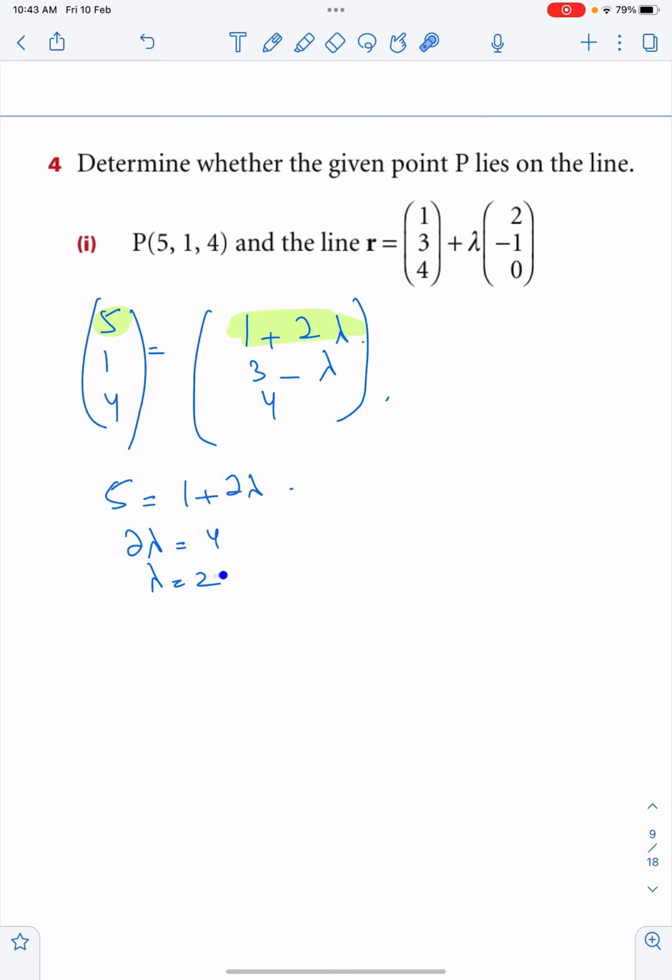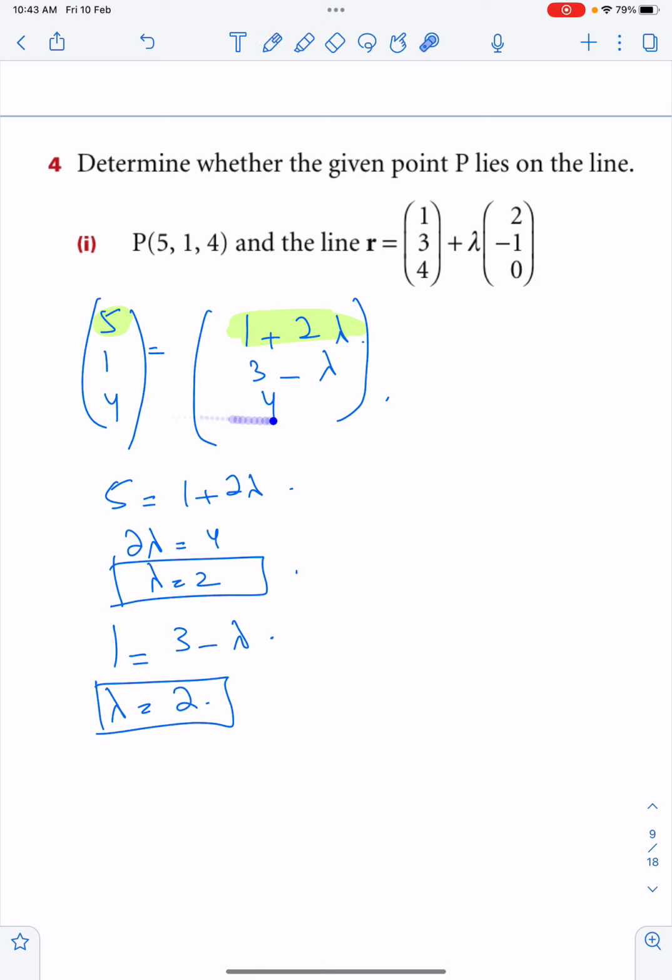You should get the same value of lambda if you equate the y component. So 1 equals 3 minus lambda, so lambda equals 2. Since the value of lambda is the same for both, and in the third component we don't have lambda, it should simply equate. So yes, the point lies on the line.